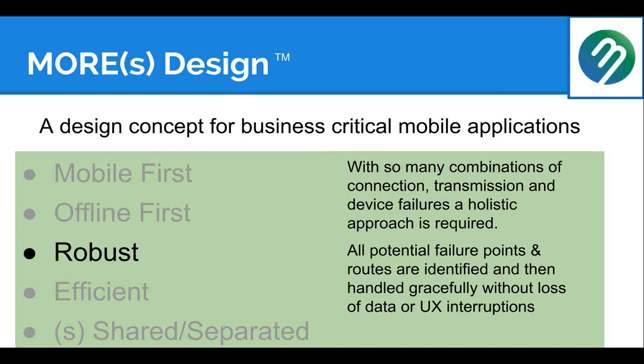From a robust perspective, there's lots of things going on when we go mobile and offline, lots of combinations of connections, transmissions, different device failure potentials. So a real holistic approach is required. And that means really thinking about all these potential failure points and their routes, and then making sure we handle these gracefully, most importantly, without losing any data, and also not to interrupt the user experience on the application.